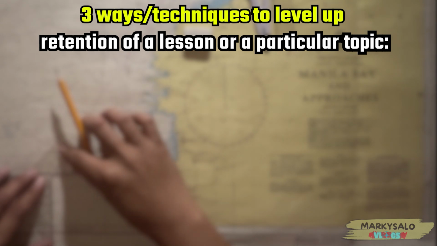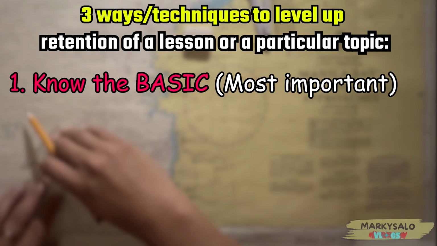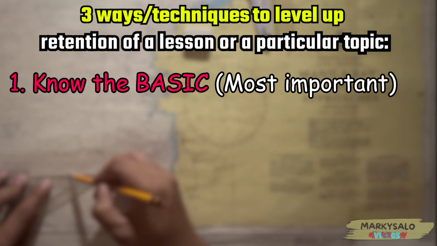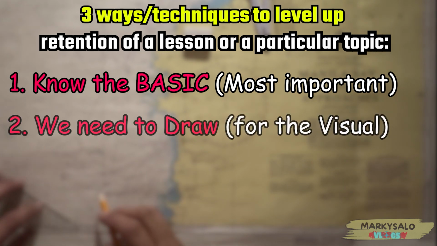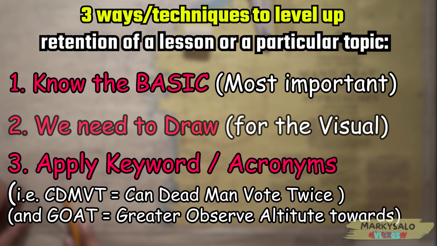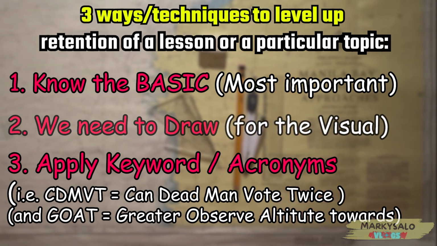The first technique on the list is we need to know the basic, the fundamental, and the concept of a particular topic. Basic concepts serve as building blocks upon which more complex ideas are constructed. Secondly, we need to draw. Drawing is important so that we have the visual. And lastly, we need to apply keywords or acronyms. One example of a famous keyword here in navigation is Can Dead Man Vote Twice, or CDMVT, for the gyro compass error computation. And for the intercept method, we apply the acronym GOAT for Greater Observed Altitude Toward.